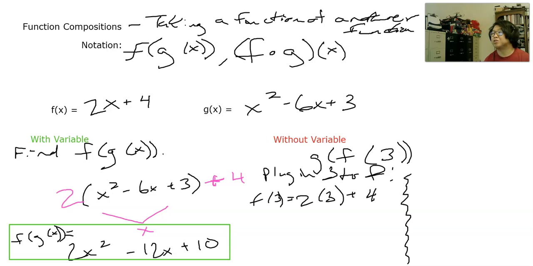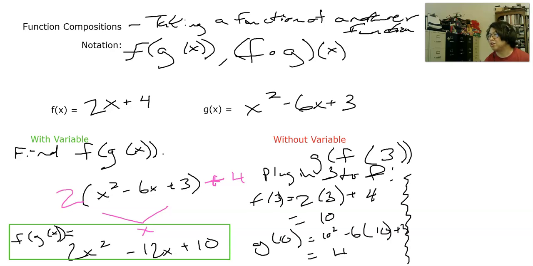And then I take the result from this, which is 2 times 3 is 6, plus 4 is 10. So that is 10, of course. And then I take that and plug it into g. So now I'm looking at g of 10 equals, well, it's going to be 10 squared minus 6 times 10 plus 3, which is 100 minus 60, 40 plus 3. That's 43.